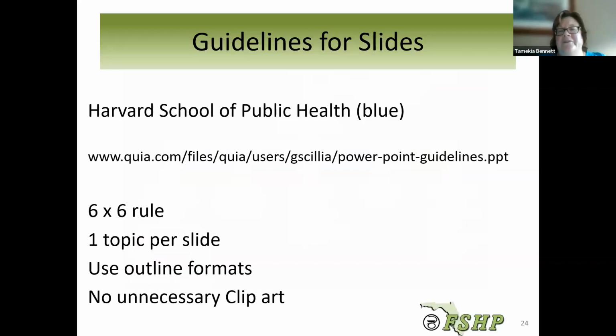So it's tough to get this PowerPoint if you Google Harvard School of Public Health, but if you take this link and put it in Google, it just downloads the slides for me. I've been using this for a long time, and Harvard School of Public Health recommends the 6x6 rule. That means no more than 6 words across, and no more than 6 thoughts downward vertically. Keep one topic per slide and use your slides as outlines.